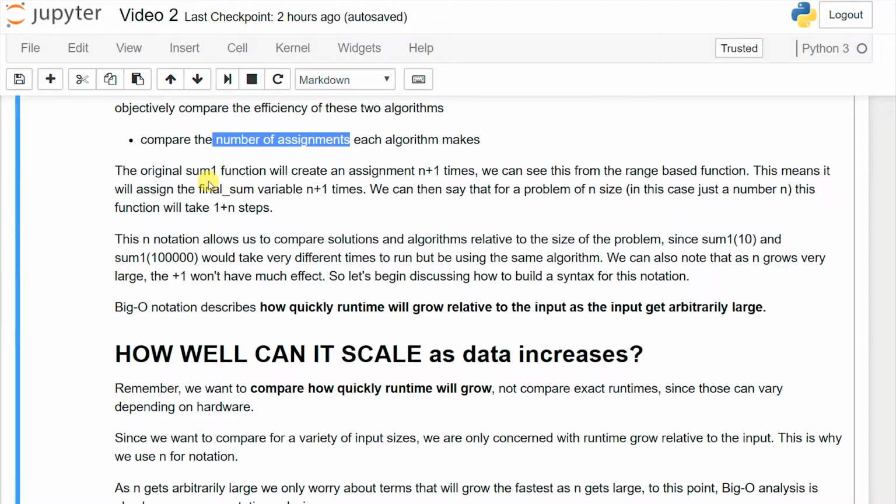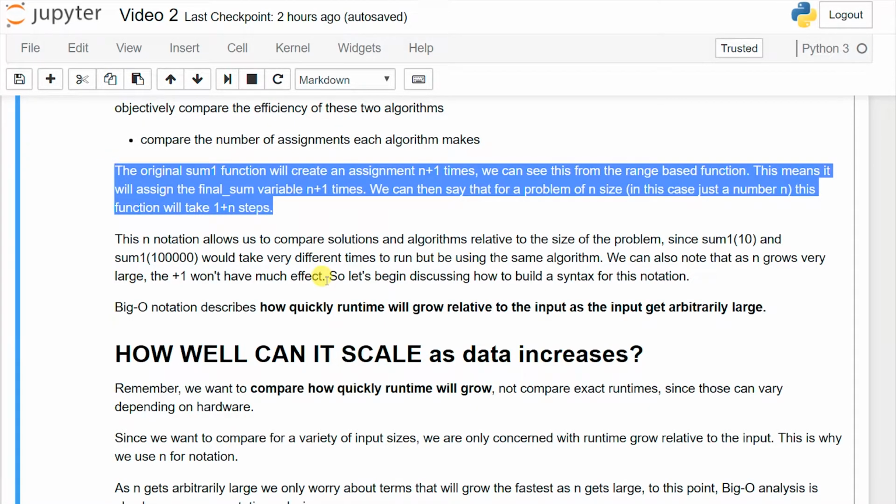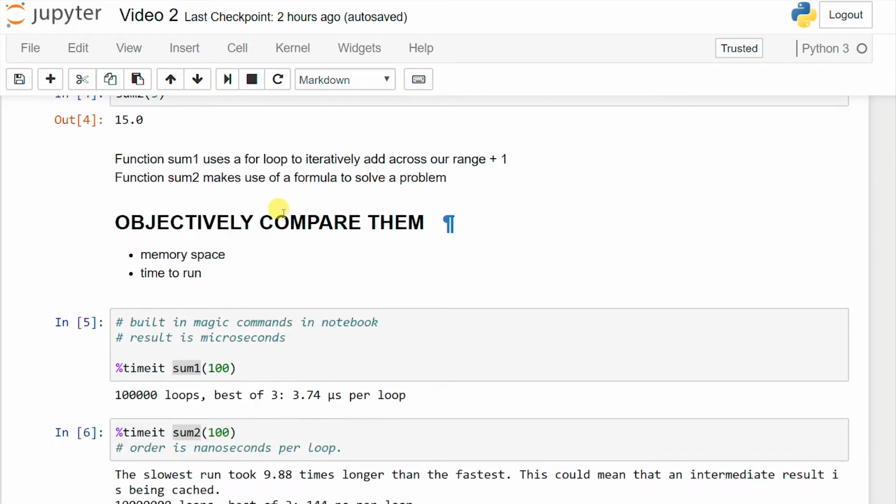So for the original sum1 function, I'm going to read this and I'll go back up to it and show you what I mean. The original sum1 function will create an assignment n plus 1 times. We can see this from the range-based function. This means it will assign the final sum variable n plus 1 times. We can then say for that problem of n size, in this case just a number n, this function will take 1 plus n steps, and this 1 is going to become meaningless.